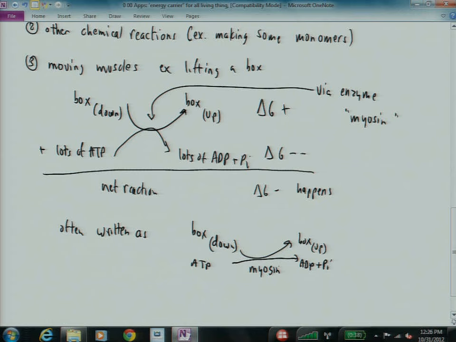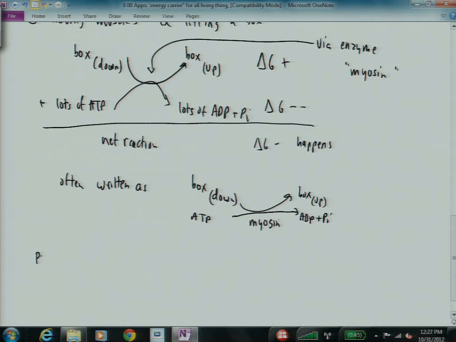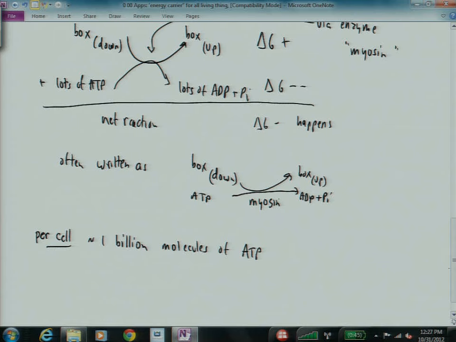All right. So the thing is, and this is actually the other half of the picture because it's a very big deal. If you look per cell, you have about 1 billion molecules of ATP in your cell. But about 10 billion ATP are converted to ADP and phosphate per second. Is there a problem there?